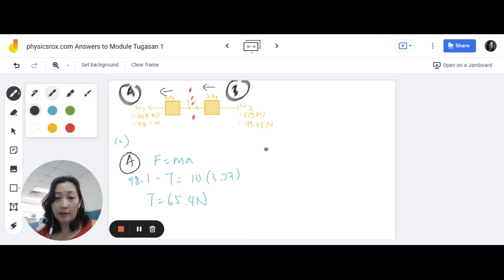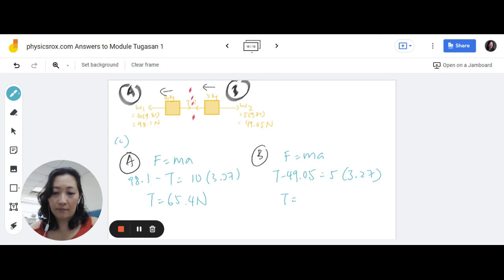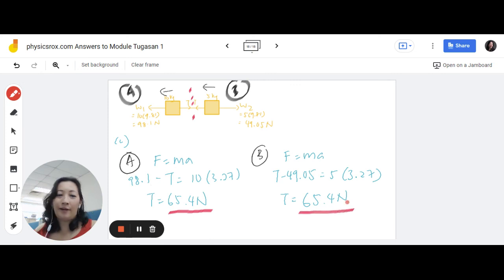Or if you calculate it using B, because it's going to the left, that means T is more than W2. So T minus 49.05 equals mass of 5 times acceleration 3.27. That gives us... Okay, and besides, I want to show you the working. The numbers can always be figured out. So yes, see the numbers are the same.